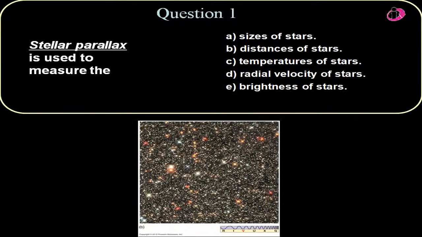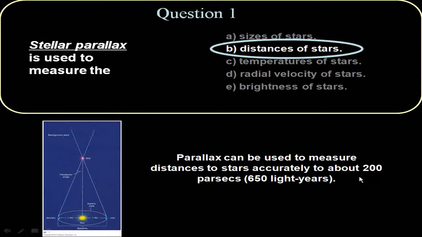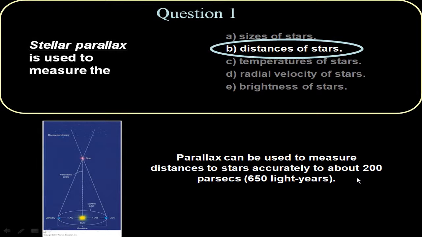Okay, let's look at some review questions for Chapter 10. Here's question number 1. Stellar parallax is used to measure... Stellar parallax, or trigonometric parallax, is just that measurement along the baseline of the star against the backdrop of stars. So it's used to measure the distance to that star using geometry. Parallax can be used to measure distances to stars accurately to about 200 parsecs, or multiply that by 3.25, 650 light years.